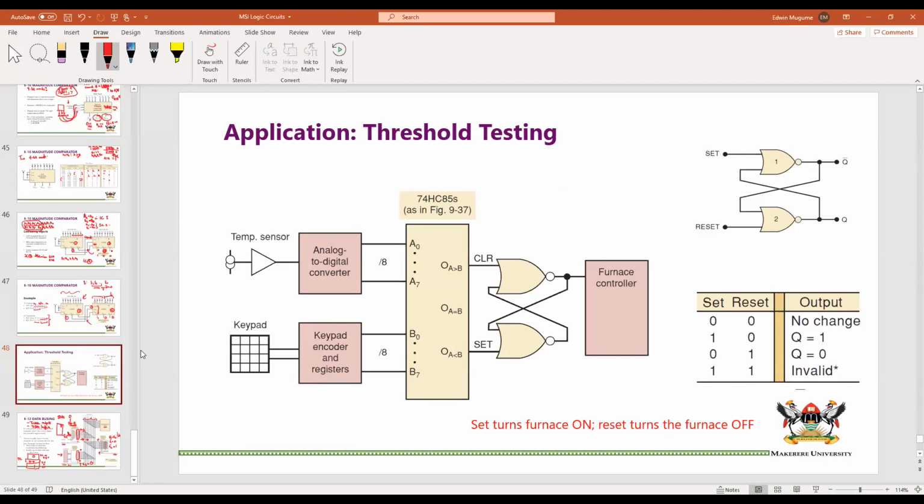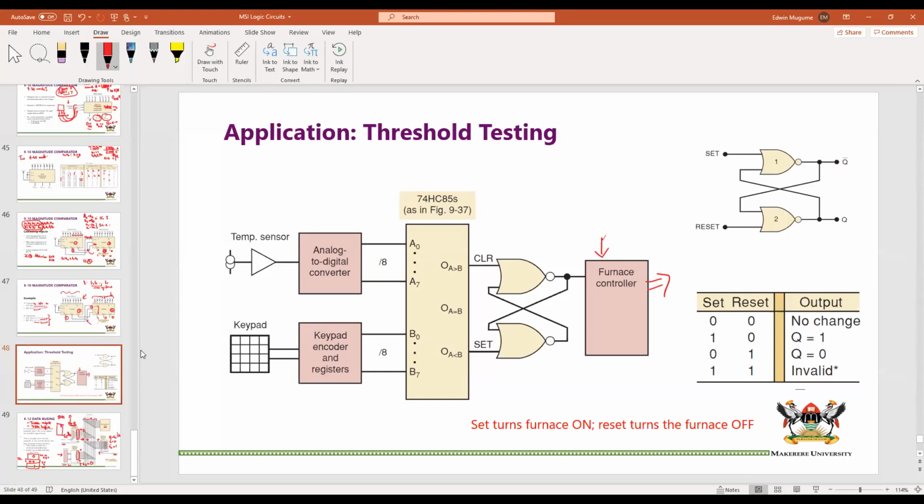And I say that if the temperature is below 20 degrees, I don't do anything. But if my temperature goes above 20 degrees, then I should do something. Now here you see we have a furnace controller. That means we have a furnace, which is a source of heat.